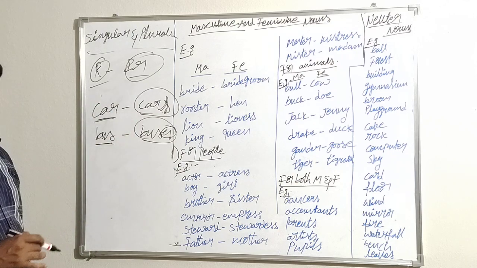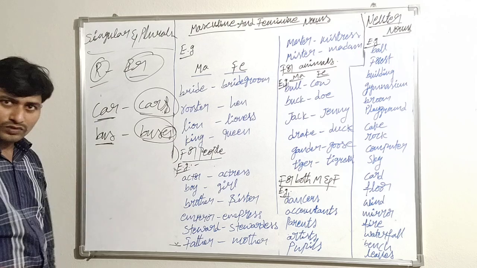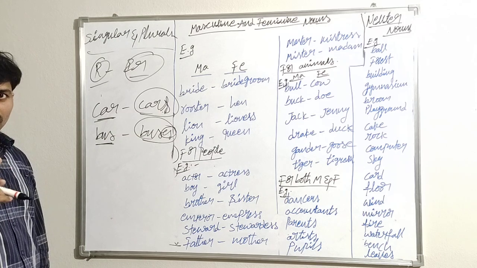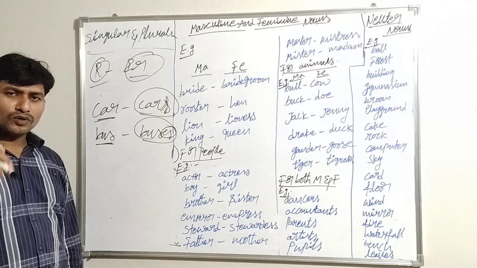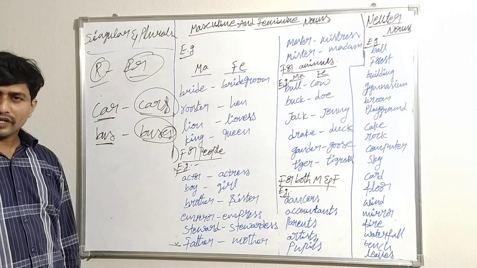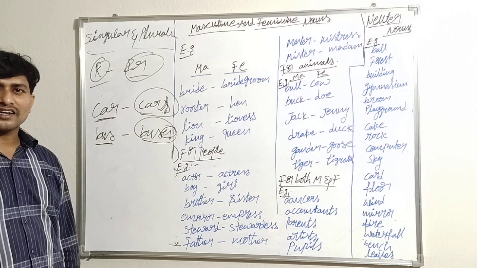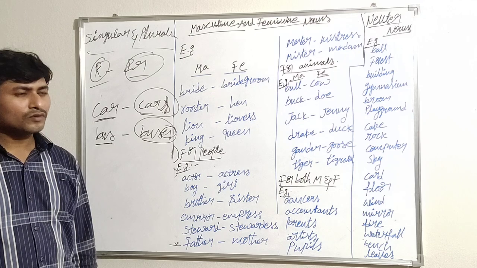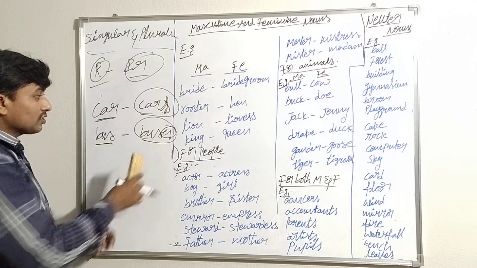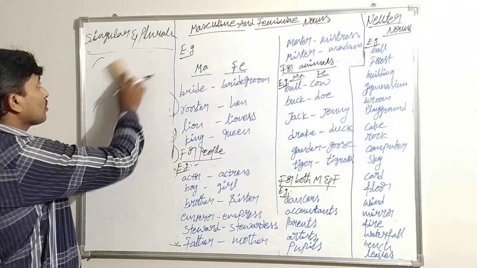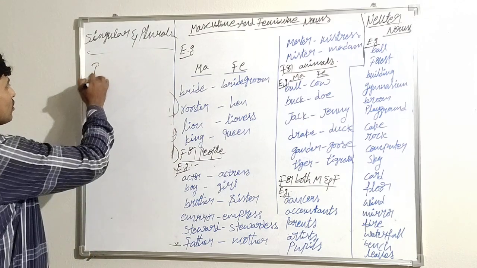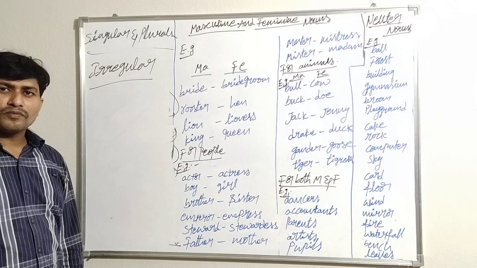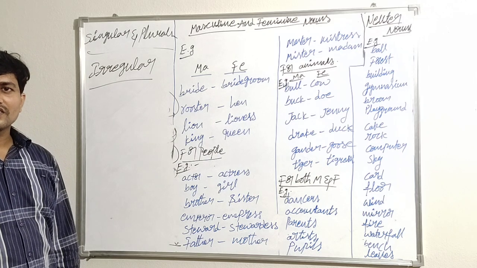These kinds of nouns are called regular plural nouns. There are two kinds of plural nouns, regular and irregular. Simply, I want you to know very clearly, if the plural noun is formed by adding S or ES to the singular noun, it is called a regular plural noun. But what about an irregular plural noun? The plural noun which cannot be formed by adding S or ES to the singular noun.